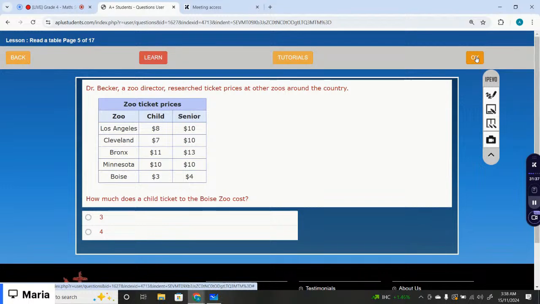Dr. Becker, a zoo director, researched ticket prices at other zoos around the country. How much does a child ticket at the Boise Zoo cost? So, which is the correct option? You have to see how much a child ticket costs at Boise Zoo. So, you have to see here. The correct option is $3. Option number one is the correct option.